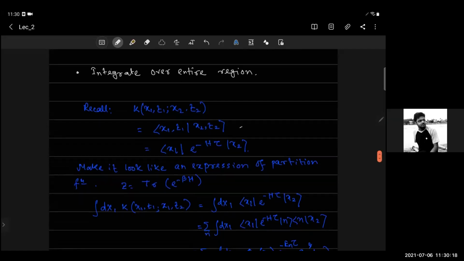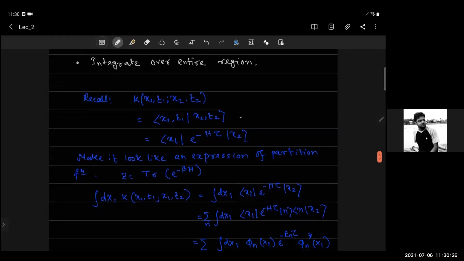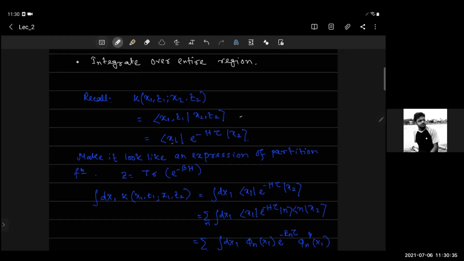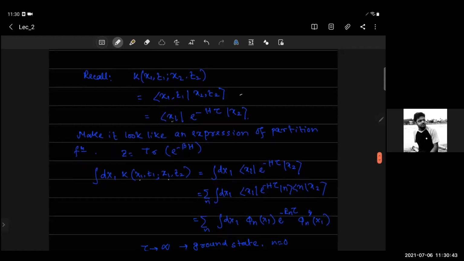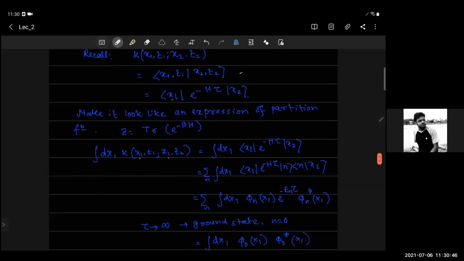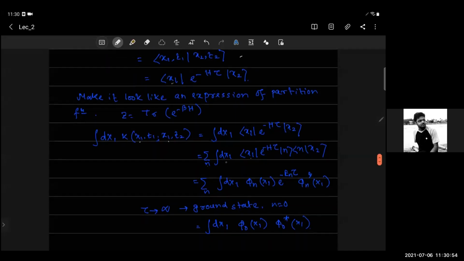So the kernel is x1 overlapped with x2 and exponential of minus H tau. When you take the trace, it means that you put x1 the same as x2 and integrate over x1, because that's what the trace means. So the partition function can be obtained by putting x1 equal to x2 and integrating over x1. Now you again insert the complete set of states in the energy eigenbasis, and x1 overlapped with n is phi n of x1. So you get the integral over dx1 of phi n x1 and phi n star x1.